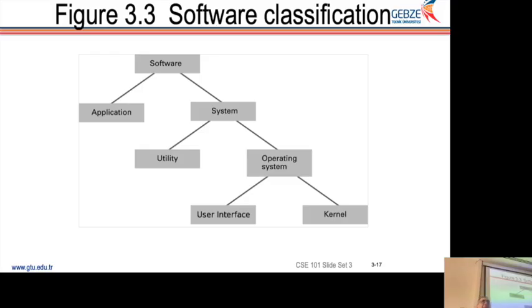The user interface may not be graphical all the time. It could be a text user interface. It is still a user interface. So a user interface doesn't have to be graphical. Anything that talks to the user is a user interface. Okay? If you have a question, please ask.